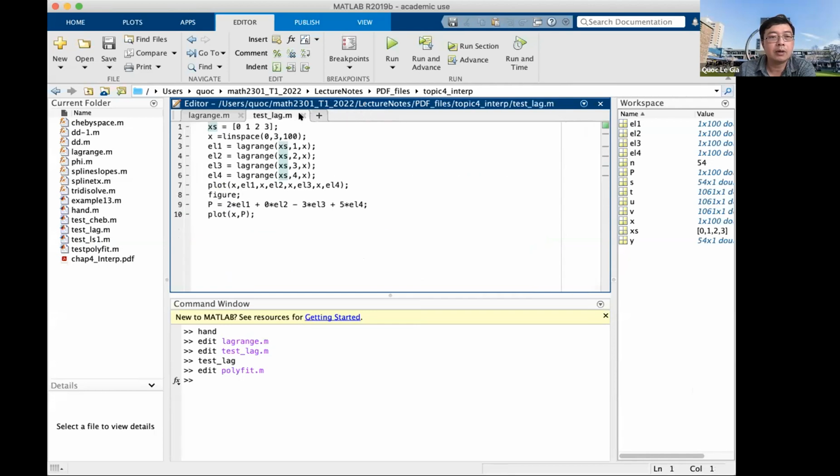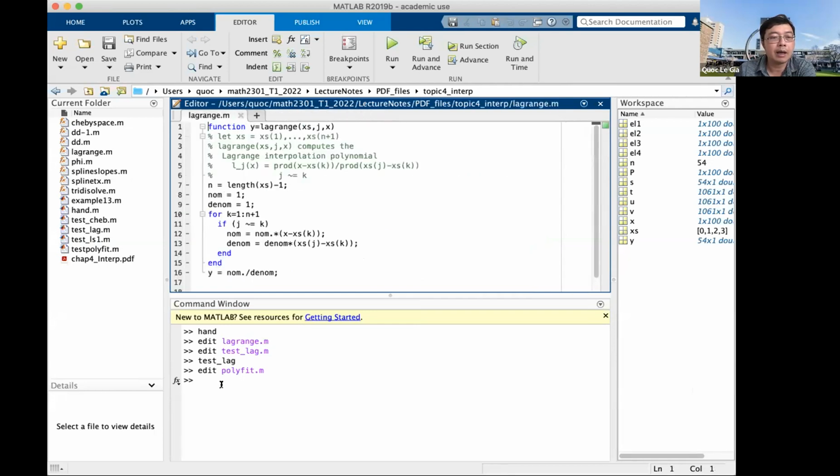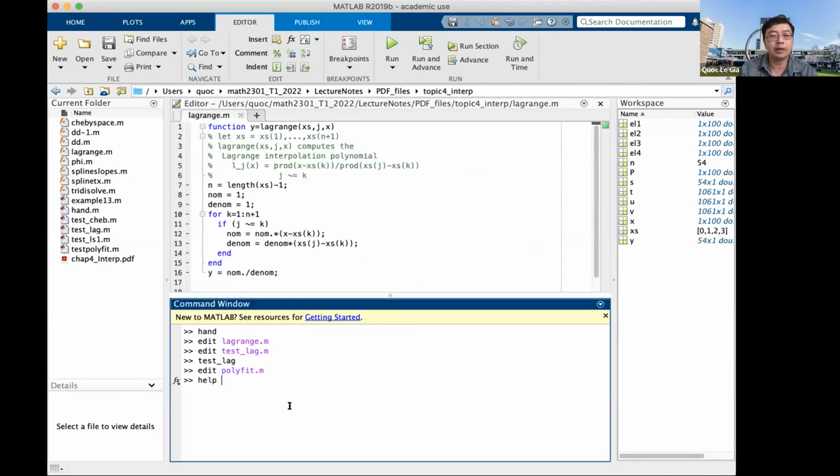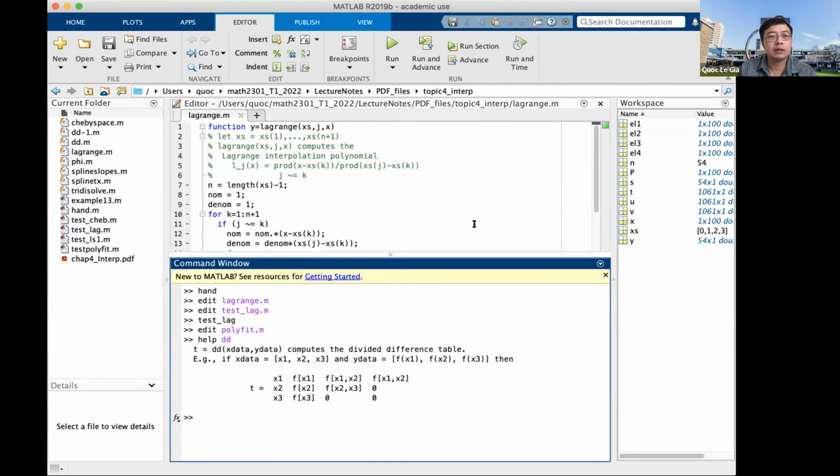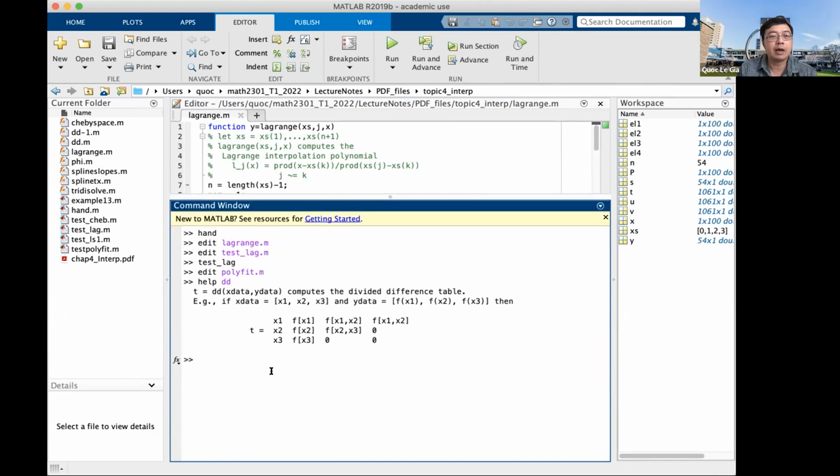So now in MATLAB, I have this already, so help DD, okay? So now if I put in my data points, remember the X data is just 0, 1, 2, and 3, right? So that is my X data.